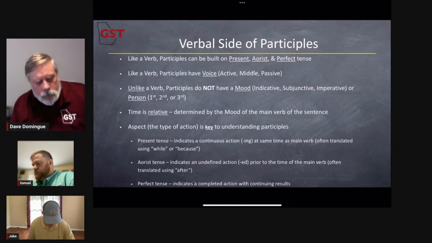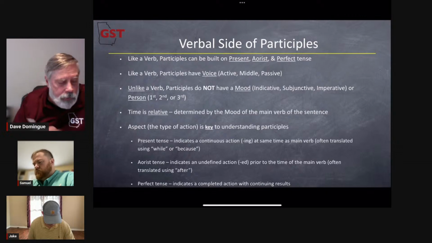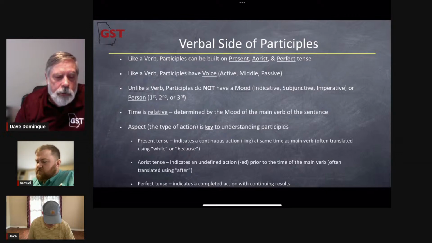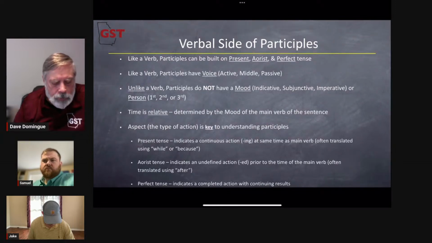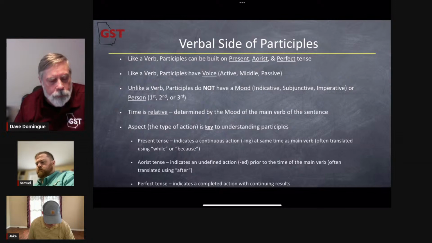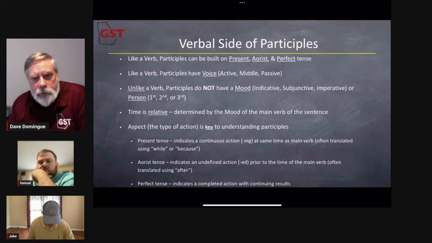All right. So time is relative to the main verb. That's the important point of this. Also, aspect, the type of action, is really the key for adverbial participles. It's the key to how we translate adverbial participles. In the present tense, it's some kind of ongoing action, and it's often the same time. The answers are right on the slide, by the way, if you look. It's the same time as the main verb, often translated while.